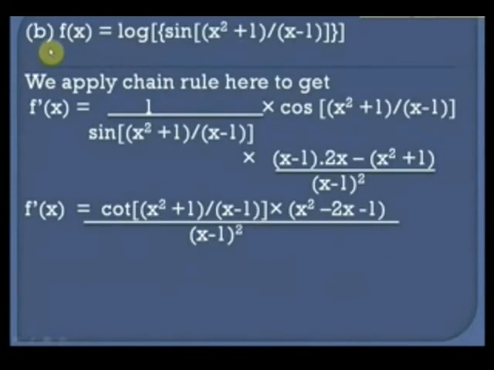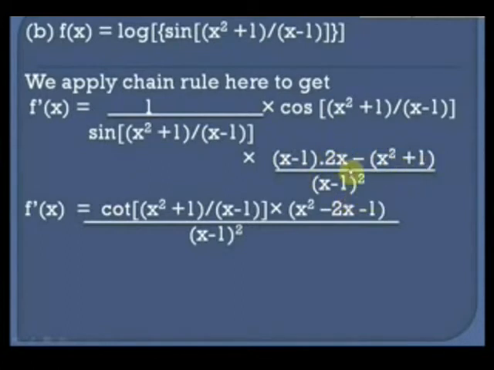Let's try to solve the second part. f x is equal to log of sine of (x square plus 1) whole divided by (x minus 1). So we see that this is a composite function, and we apply the chain rule here to get f dash x. Now the derivative of log x is 1 by x, so this would be equal to 1 by sine of (x square plus 1 divided by x minus 1) into the differential coefficient of sine x, which is cos x, so this gets equal to cos of (x square plus 1 divided by x minus 1), and the differential coefficient of (x square plus 1) divided by (x minus 1) would be ((x minus 1) into 2x minus (x square plus 1)) divided by (x minus 1) whole square.